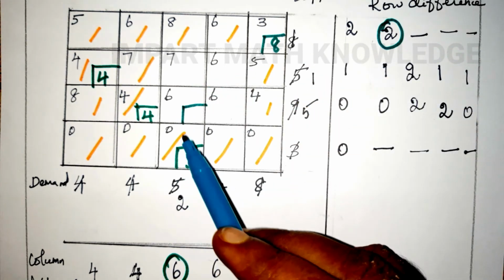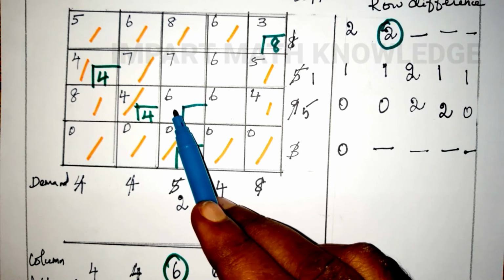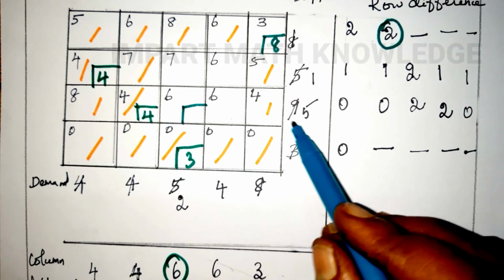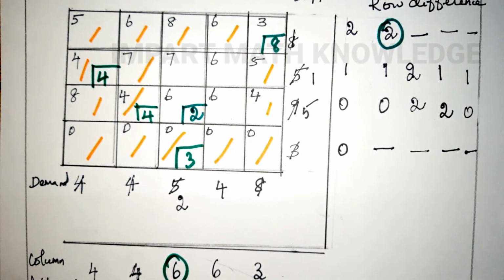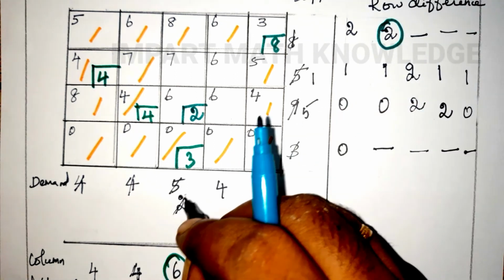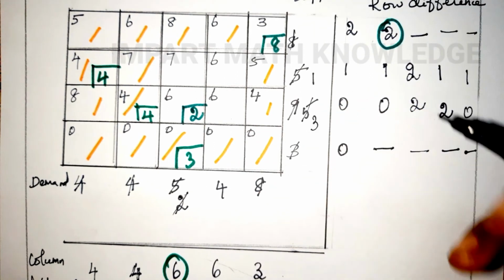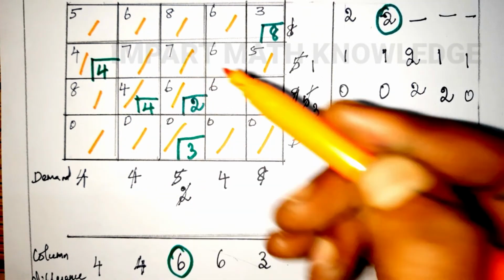In the third column, the minimum cost cell is 6. For this cell, supply value is 5, demand is 2. So I am allocating 2 here. Once I allocate, I have to strike out the value, and the remainder is 3. Now here demand is satisfied again, so I cross out the column.